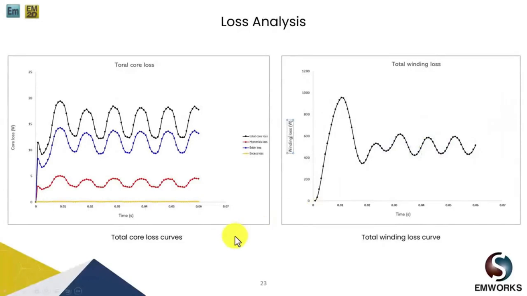And for this model, we have obtained its total core loss, where along with the total core loss, you can also obtain and segregate its components into hysteresis losses, eddy current losses and also excess losses. And by applying a simple average of these waveforms, one can obtain the loss magnitude.